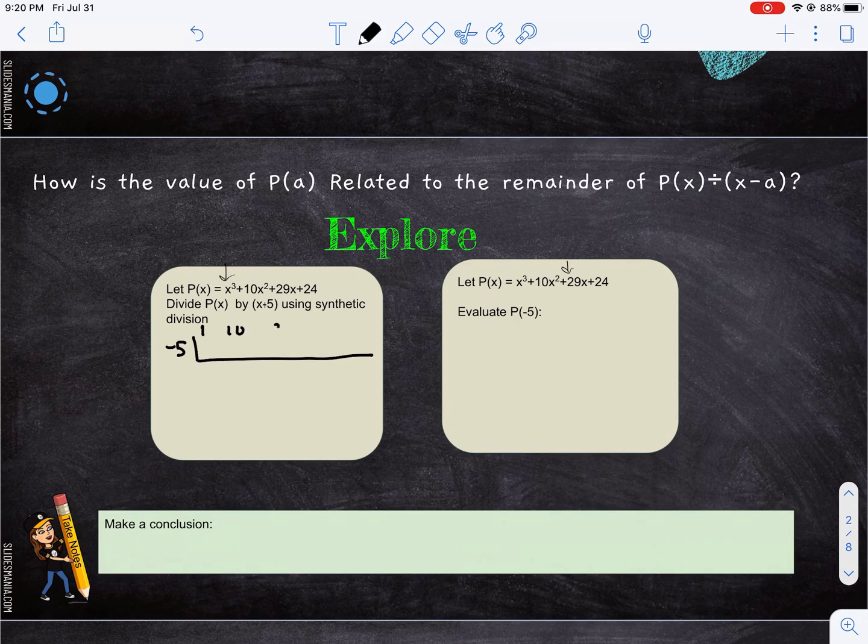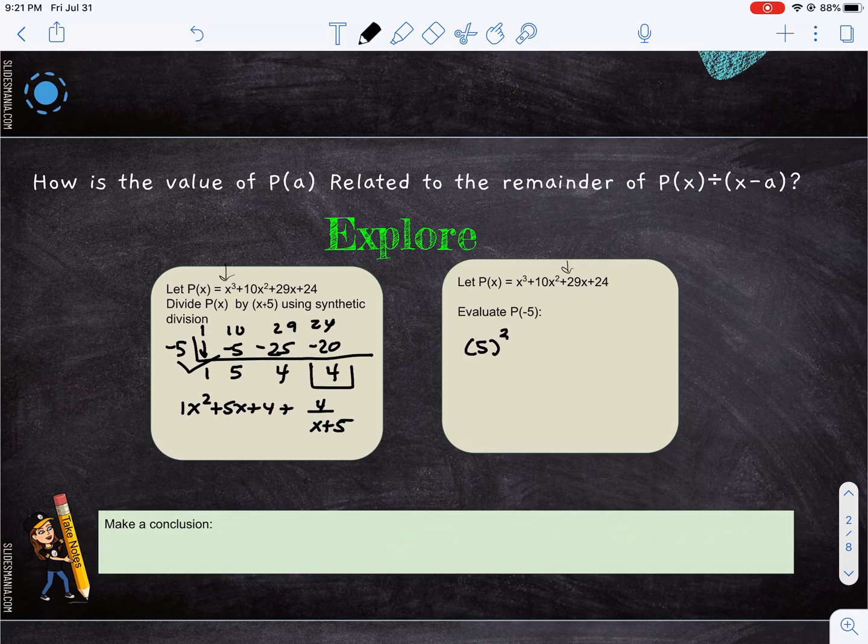So we're going to switch the sign, and then we're going to put our coefficients, 1, 10, 29, 24. So remember, draw your arrow, we multiply, and then add. We multiply, add, multiply, add. So keep in mind, this is our remainder, okay? So we would get 1x squared plus 5x plus 4 out of x plus 5.